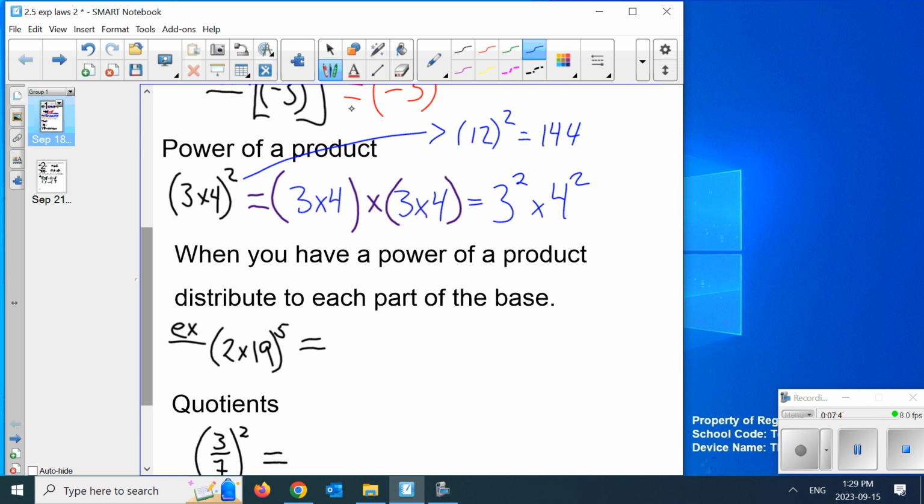Well, power of a product. Product means both. Distribute the exponent to each part of the base. What can I do here? I've got this exponent. I'm going to put it on the 5. I've got this exponent here and I'm going to put it on the 19. I'm just going to keep it.